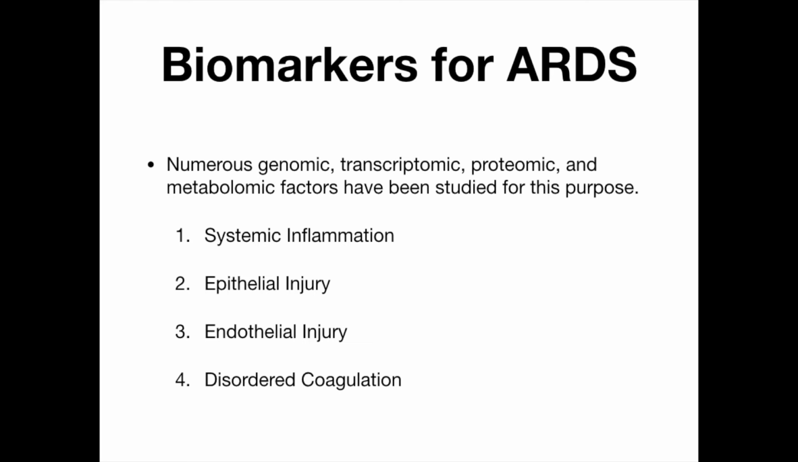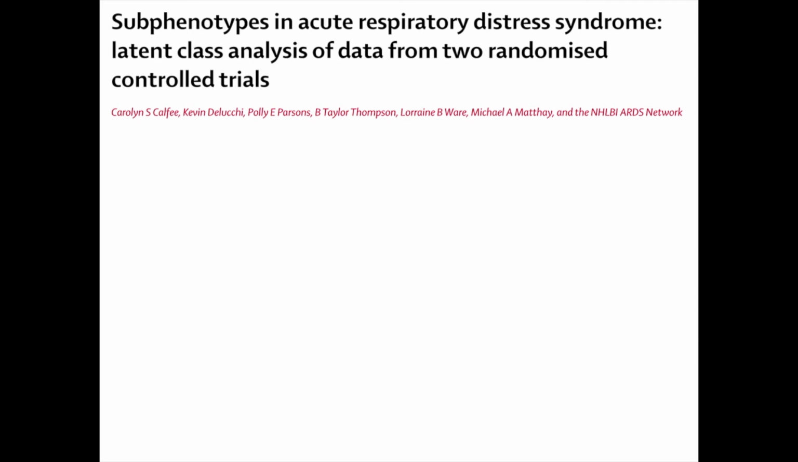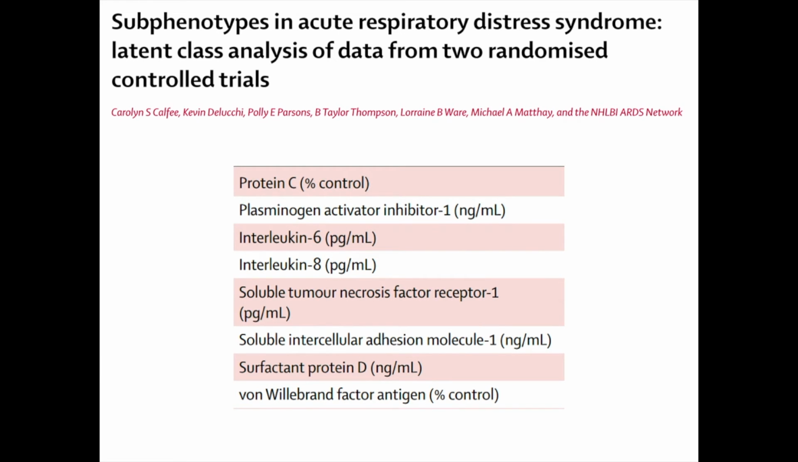Now, how can we use these biomarkers to help in prognostic enrichment of our trials? Now, this is a subphenotypic study which was done of 2 famous trials, the ARMA trial and the ALVEOLI trial. From these trials, they took almost 1,000 patients into their study cohort: 473 patients from the ARMA trial and 547 from the ALVEOLI trial. In these patients, they looked into the biomarkers, that is protein C, plasminogen activator inhibitors, and other various biomarkers.